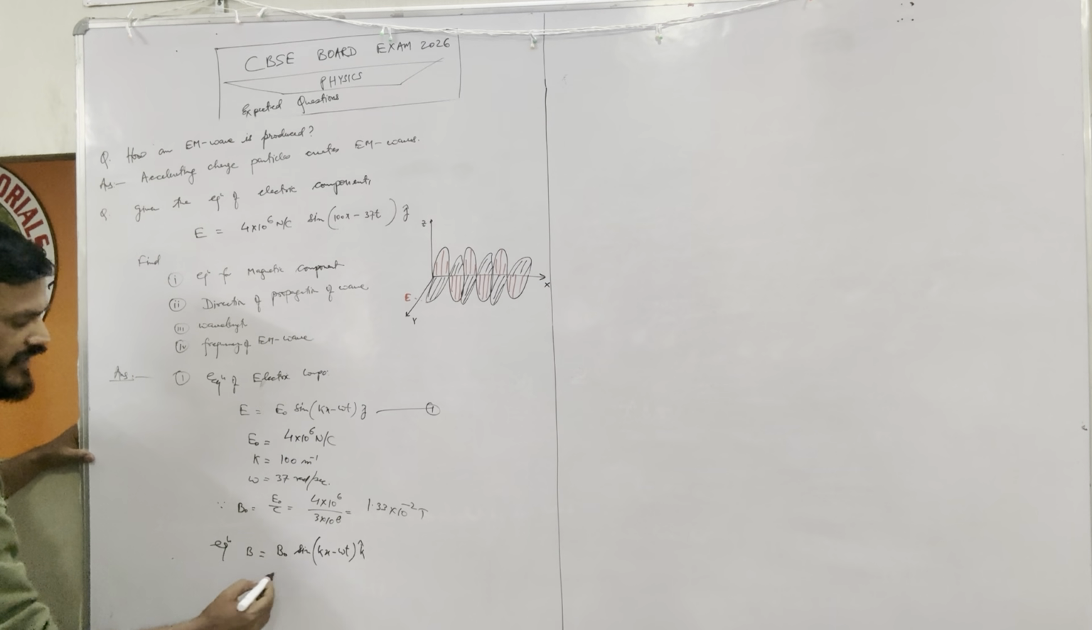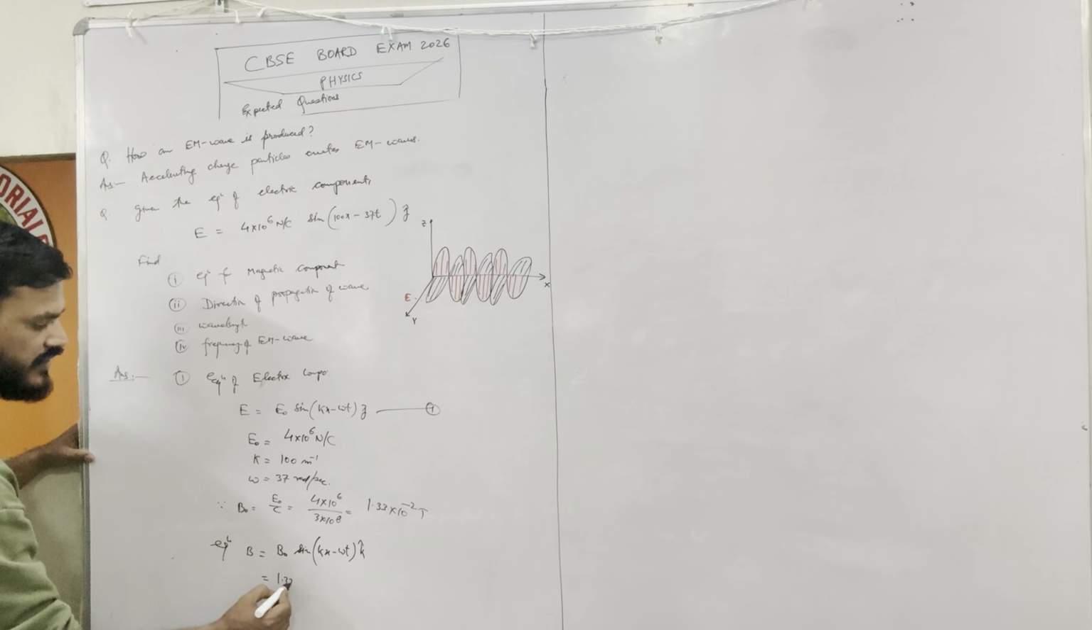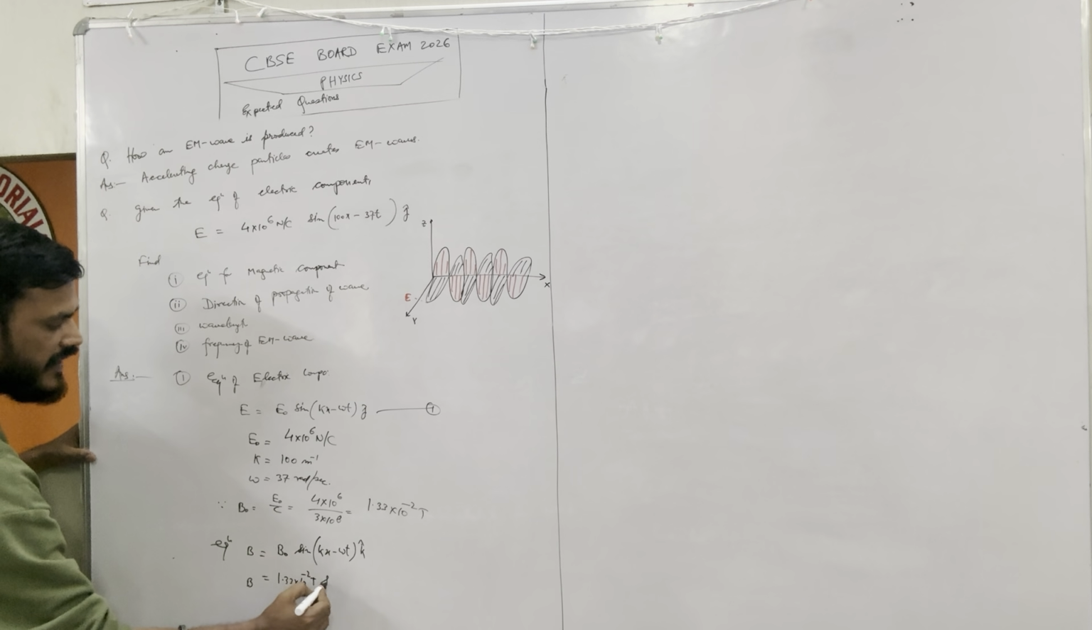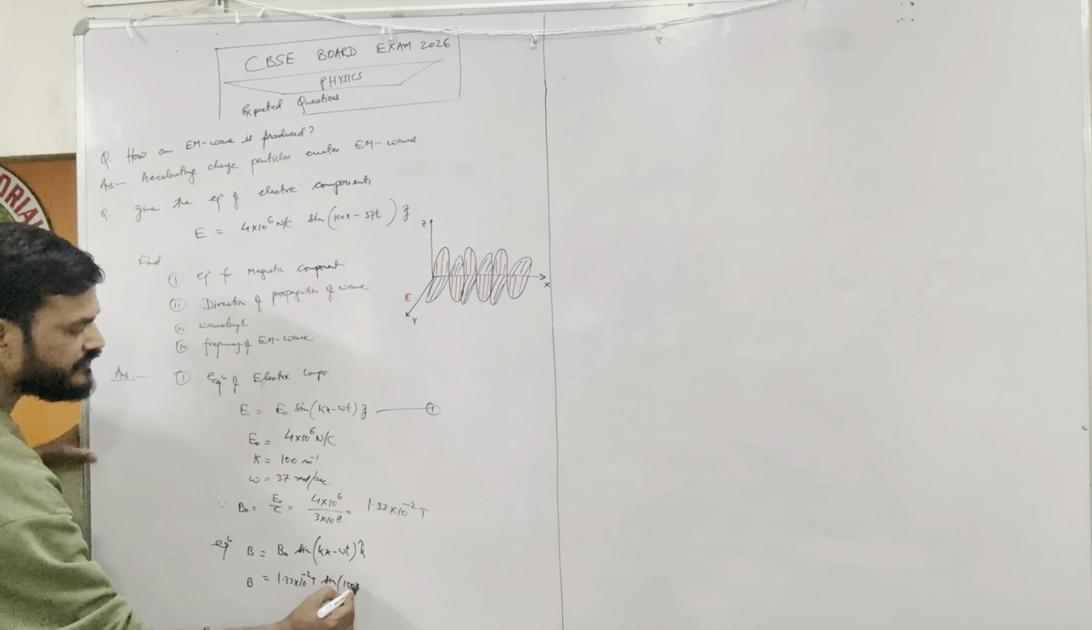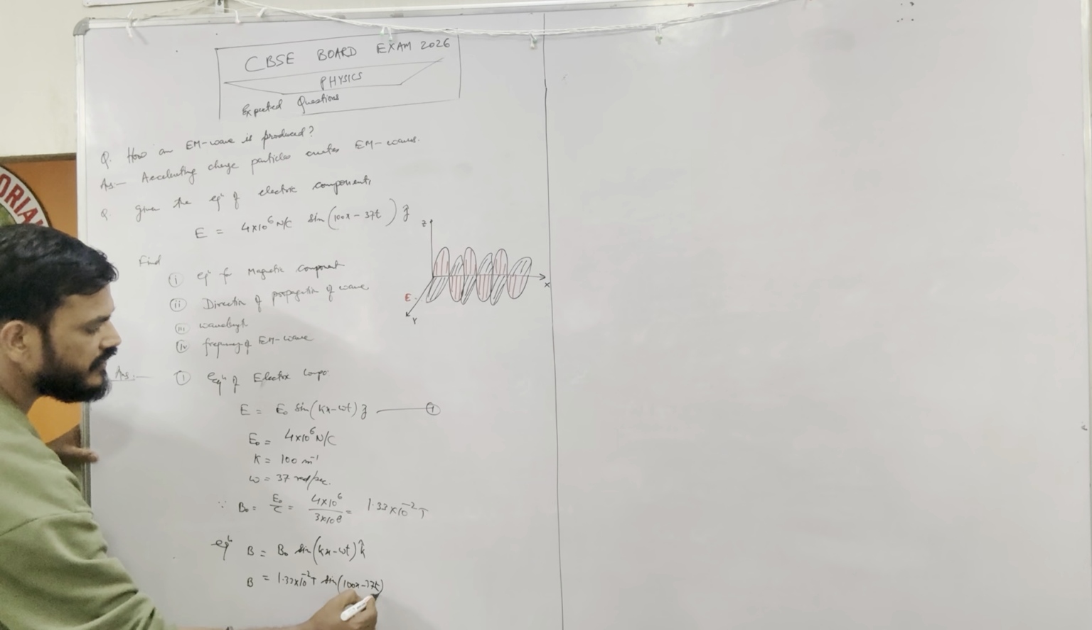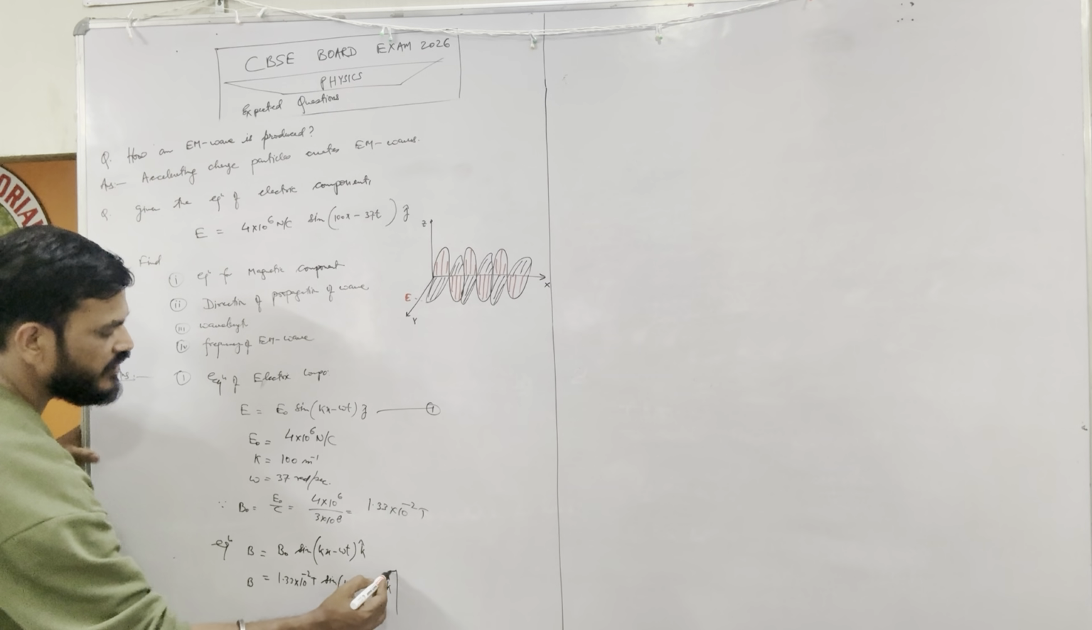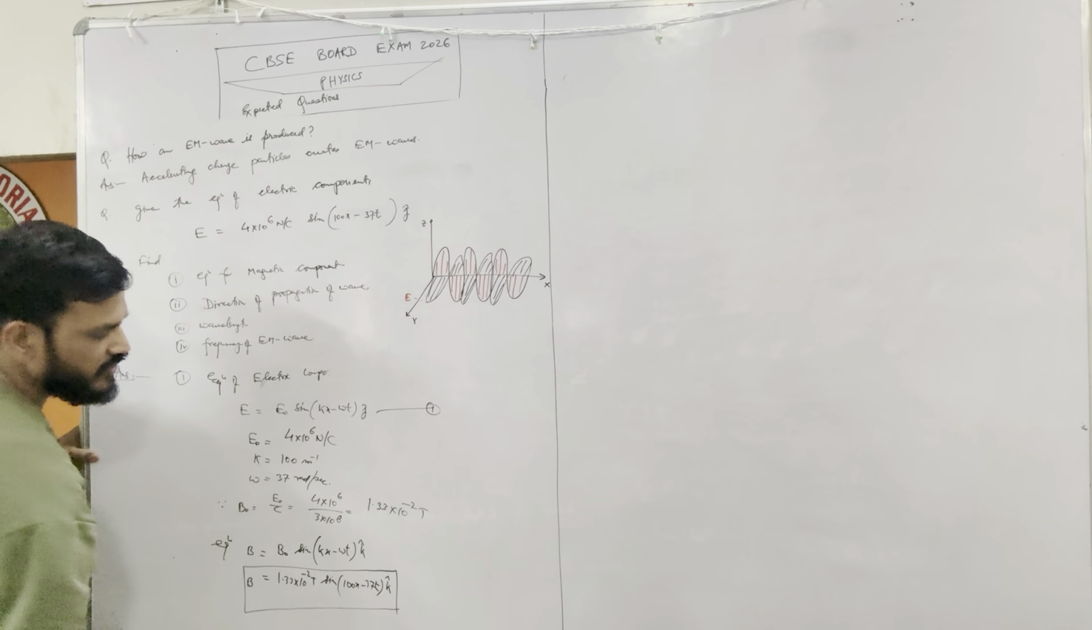We already calculated B naught, so 1.33 times 10 to the power minus 2 Tesla, and you have the same value for the argument, so you get 100x minus 37t, times k. So this is the required equation for the magnetic component.